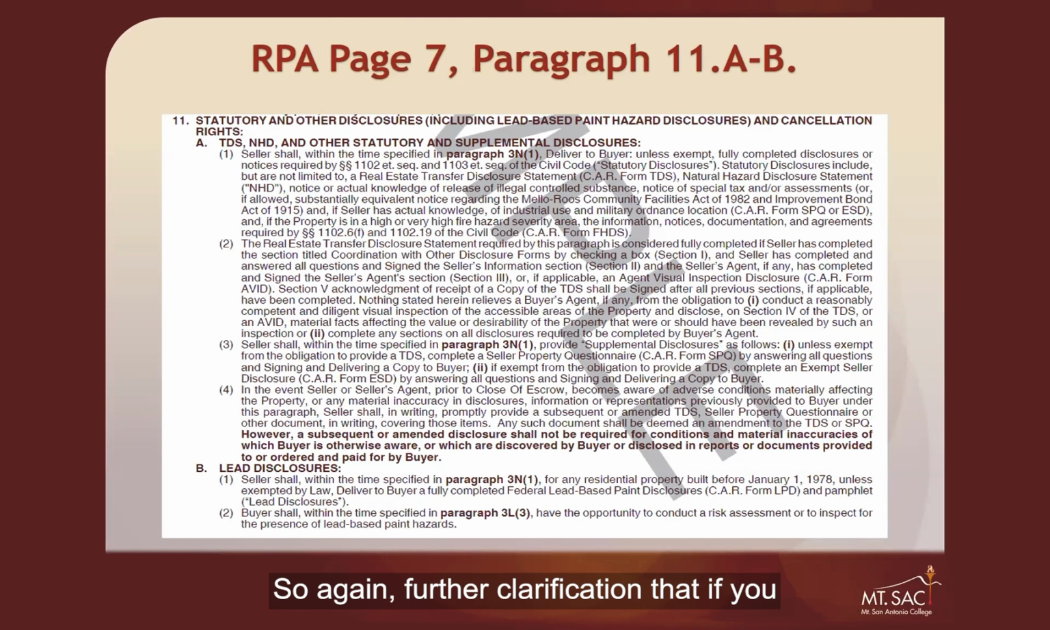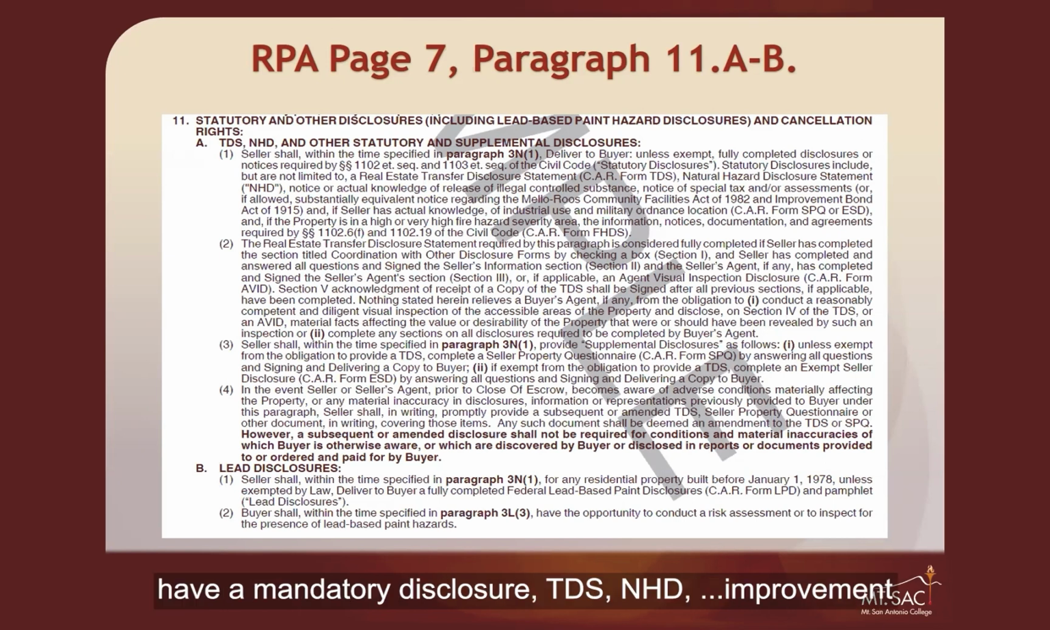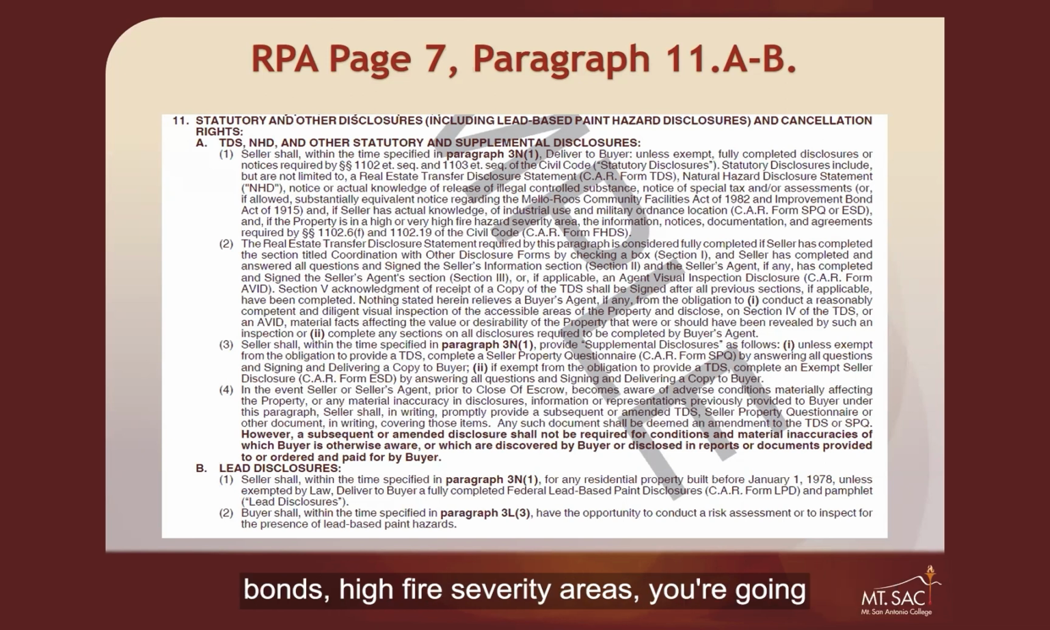So again, further clarification that if you have a mandatory disclosure, TDS, NHD, metal roofs, improvement bonds, high fire severity areas, you're going to provide the appropriate form, the TDS, SPQ, FHDS, all specified here. You cannot waive those mandatory disclosures, okay? And that would give you cancellation rights.